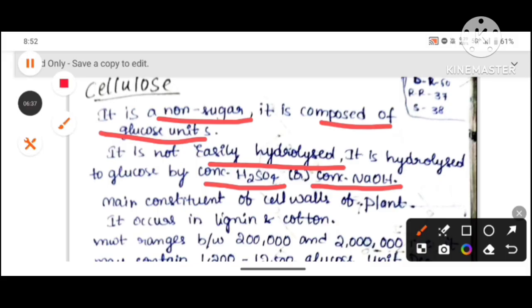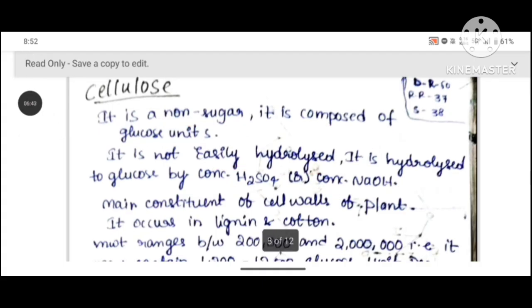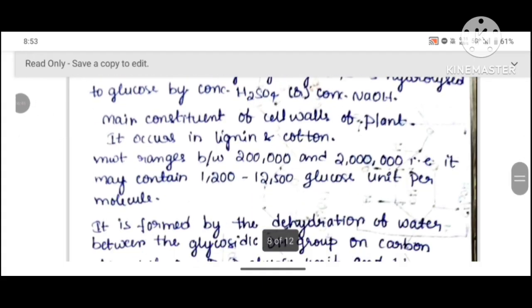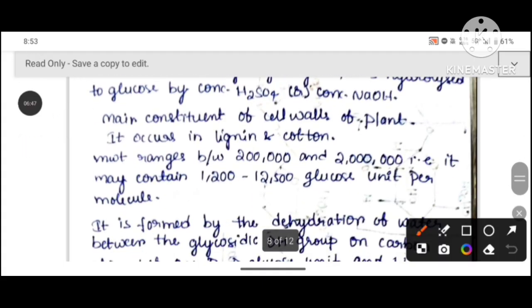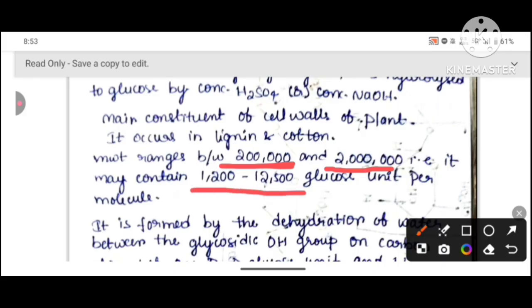Cellulose is the main constituent of the cell wall of plants, right? The cell wall is mainly composed of cellulose, and cellulose occurs in wood and cotton. The molecular weight ranges from 200,000 Daltons to 2 lakh, that is, it may contain 1200 to 12,500 glucose units per molecule.